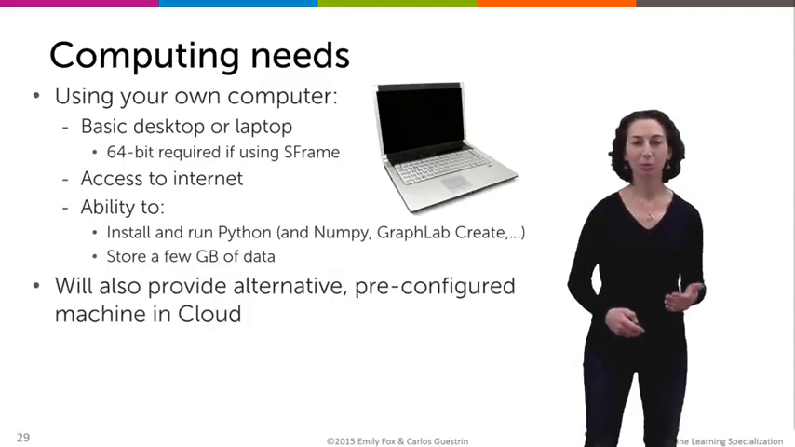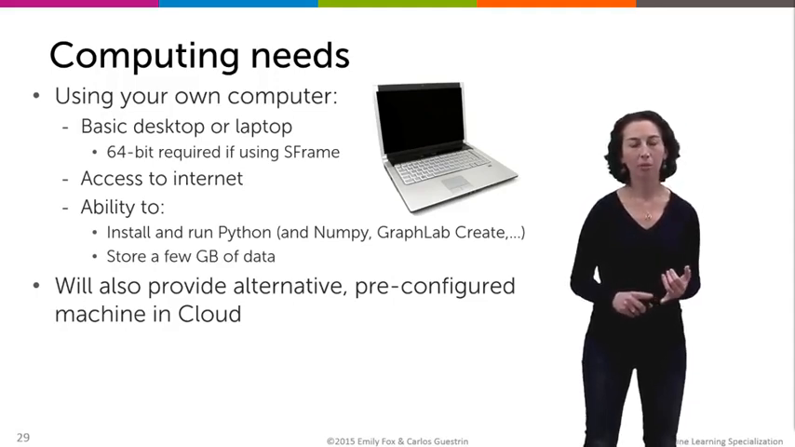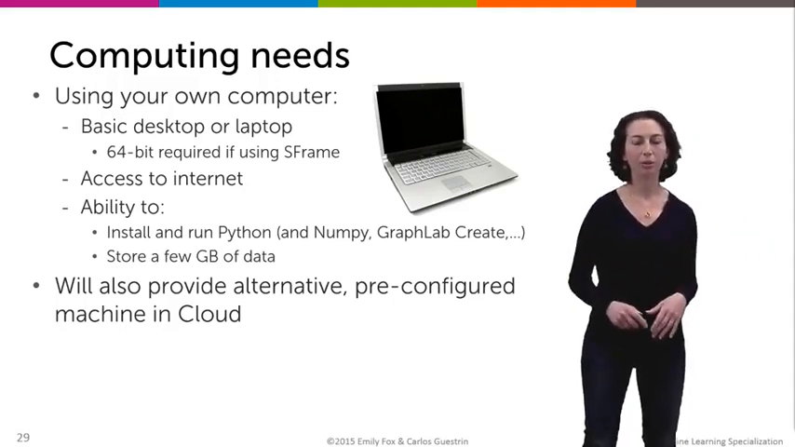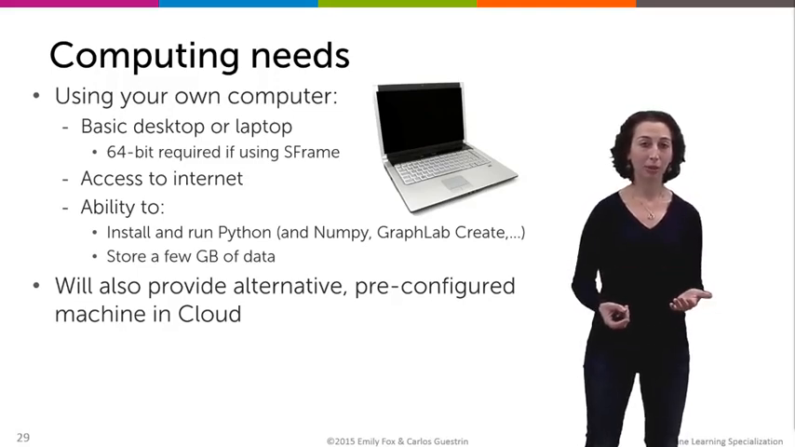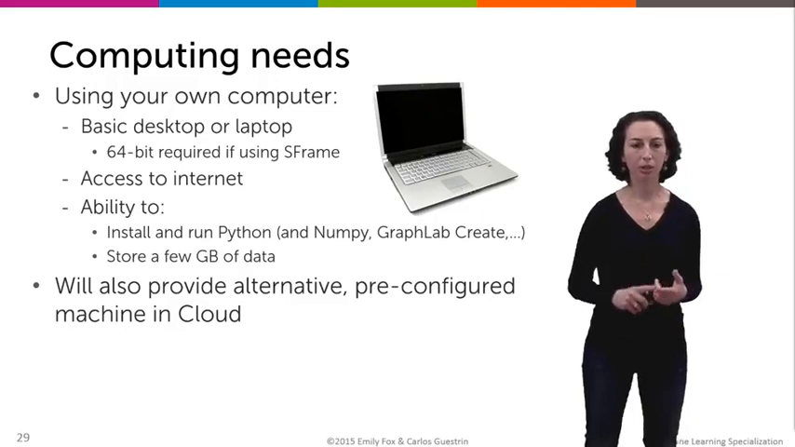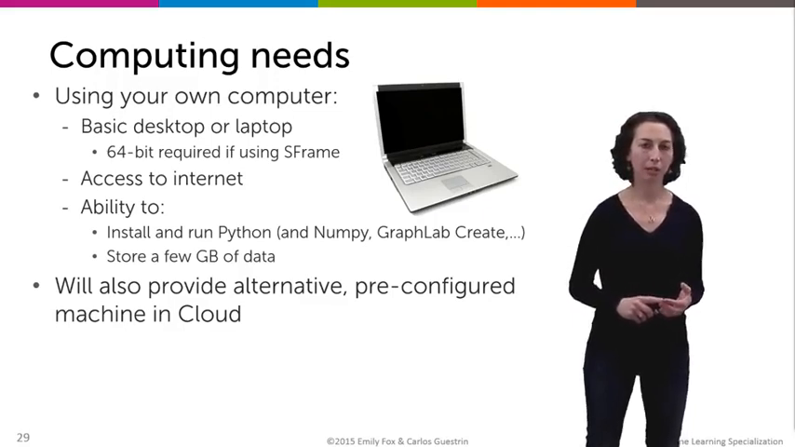So finally, let's discuss what computing resources you need. And there are two options. Either you have your own computer, and it can actually be a fairly basic computer, but if you're going to use S-frames, you're going to need a 64-bit machine. You'll also need to have access to the internet, of course, to watch these wonderful videos, as well as to implement your programming assignments. And you'll need the ability to install and run Python, and any libraries we're using associated with that, and to store a few gigabytes of data.